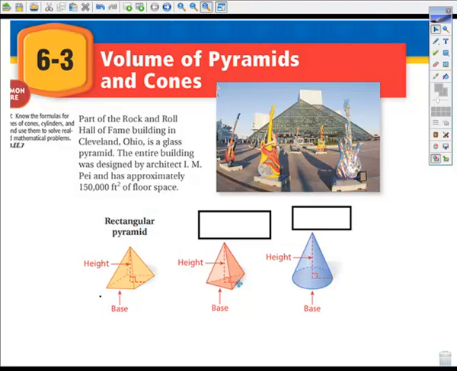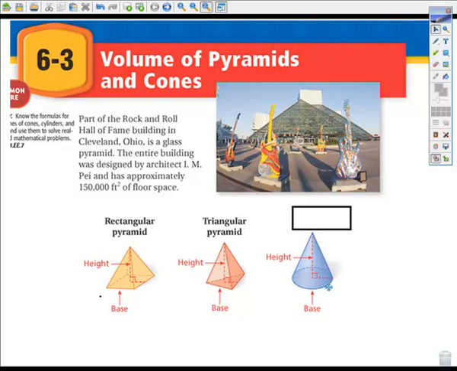This is also a pyramid, and notice the height. They're showing you the height of the pyramid. The height of the pyramid goes straight through from the top of the pyramid, perpendicular. Remember, that's a right angle. So straight through, perpendicular to the base. Here you can see that the base is shaped as a triangle. So this is a triangular pyramid.